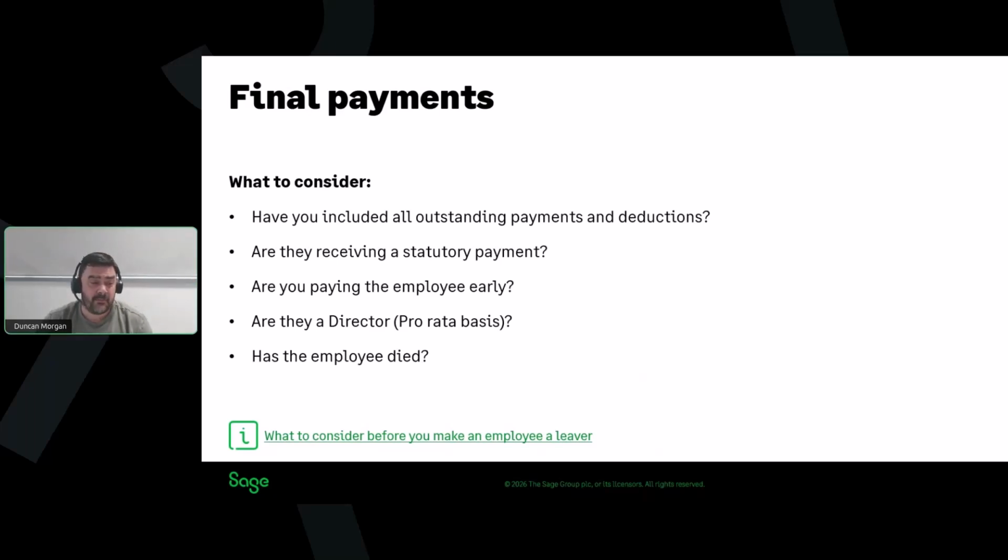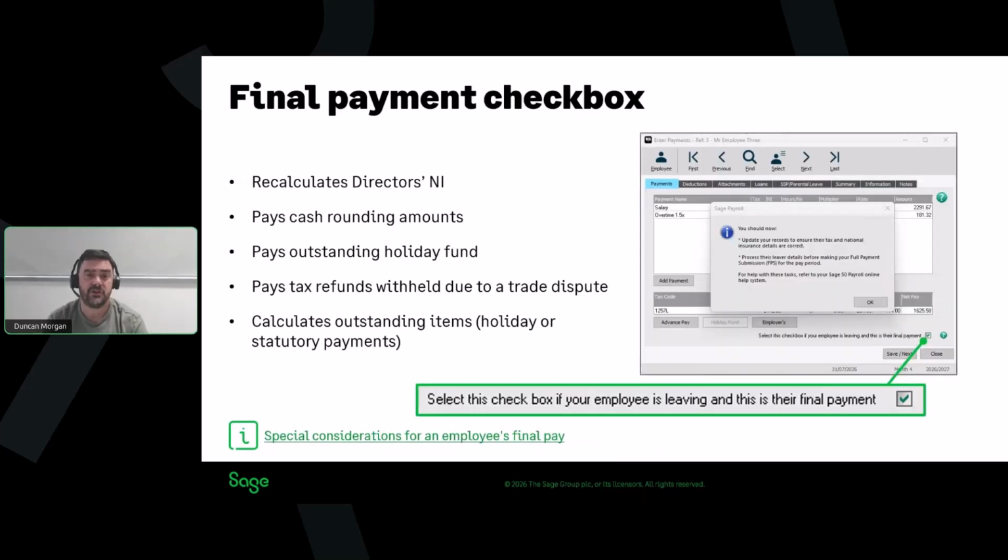But when you come to do this, there are some tools within the software that will help you check for certain outstanding items. So you may have noticed this before in the enter payment screen, but we do have a final payment checkbox found towards the bottom right-hand corner. And the main functions of that checkbox are to recalculate directors' national insurance if they're set on the pro rata basis method, as final payments for directors do need the national insurance recalculated on the annual basis.